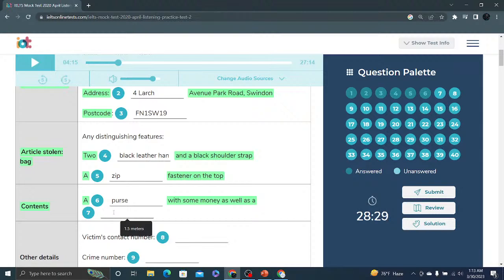So driving license would be the answer. Let me put it. Driving license, L-I-C-E-N-C-E. Let's listen once again for question number 6 and 7.